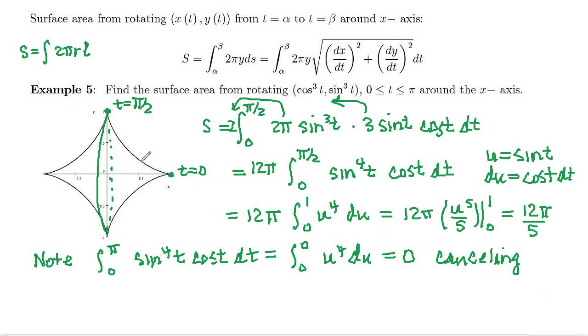So this is oriented counterclockwise. In this direction, y is increasing, but then on this piece, y is decreasing. And we're multiplying by that term y. And so this surface area gets counted positive, and then this one negative, and they cancel out. So again, use symmetry.